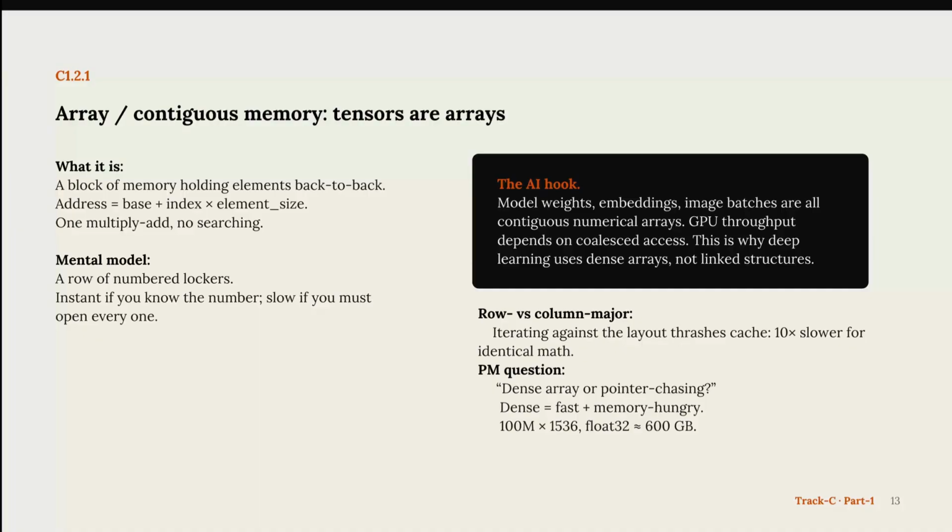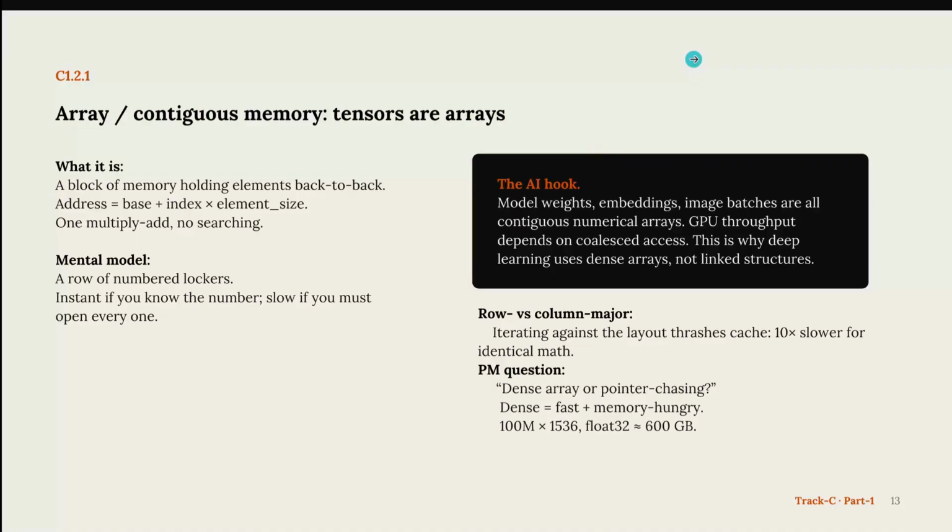The mental model: think of a row of numbered lockers. If you know the number, access is instant. Otherwise, you will have to stop at every locker, look at it to see if it is yours, open it, look at the data, and keep going until you find your data. So in simple big O notation, direct access is O of 1. If there are n elements that we have to iterate through, it becomes O of n.